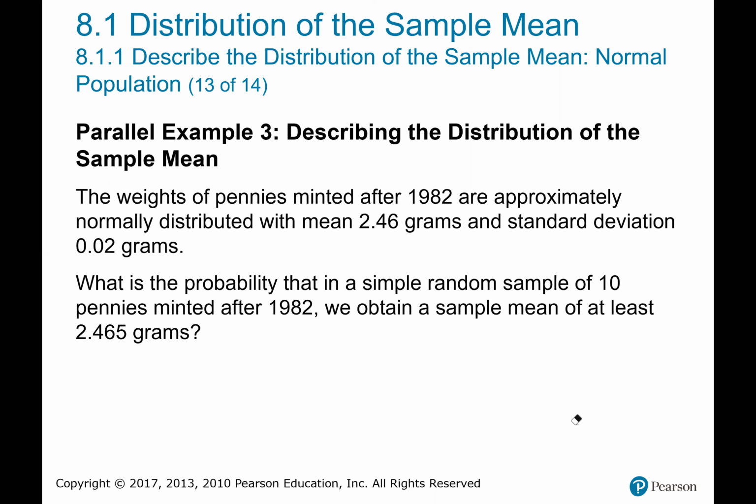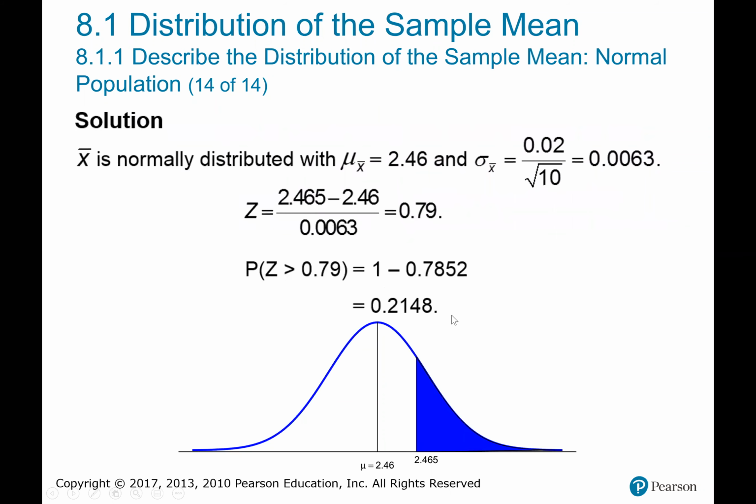Okay, so now let's go over the answer together. So again, guys, X bar is normally distributed. The mean of X bar is the same as the mean of the population, 2.46. And then the standard deviation of a sample mean is the standard deviation of the population divided by the square root of the sample size, 10.